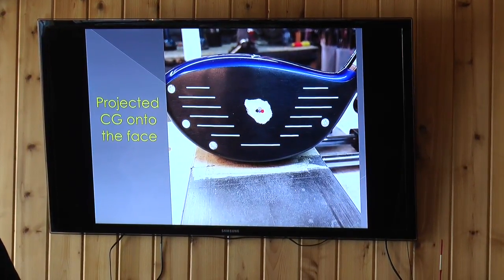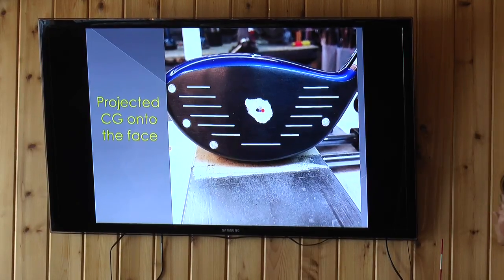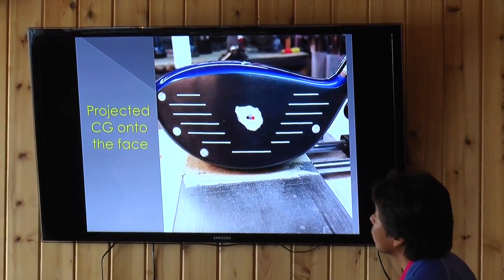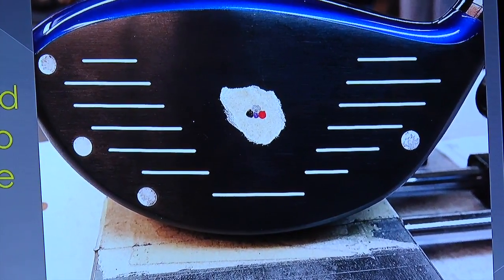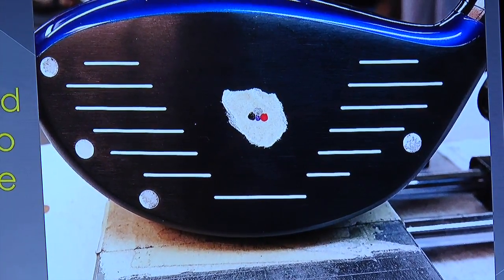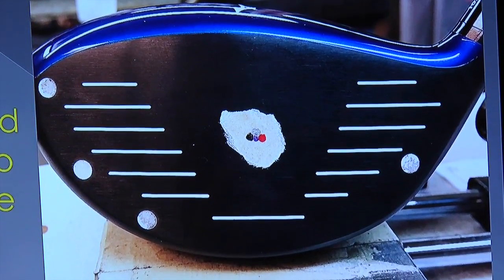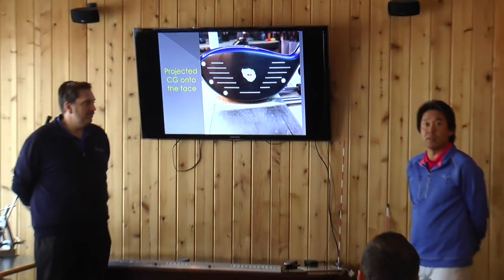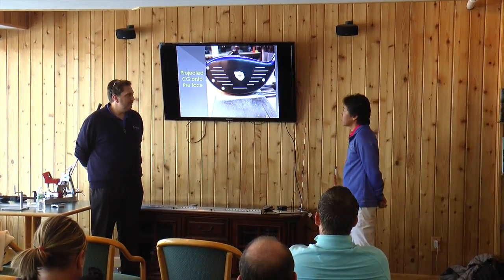Those little colored dots in the middle of that white square, or that white patch, show how much the center of gravity has moved when he moved the weights on this particular driver. So they've moved basically nothing on this one, not much at all. Some of them move a lot more, some move very little, depending on the design, so some do a better job.